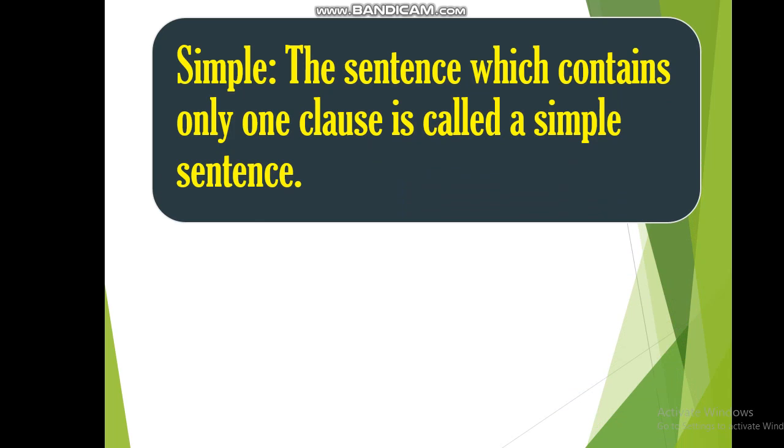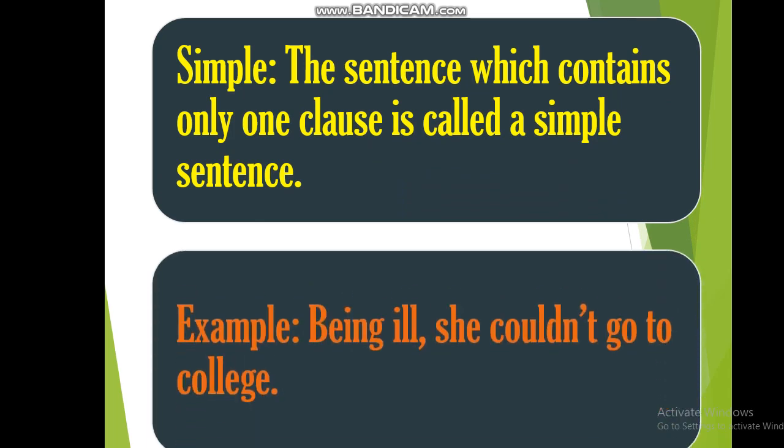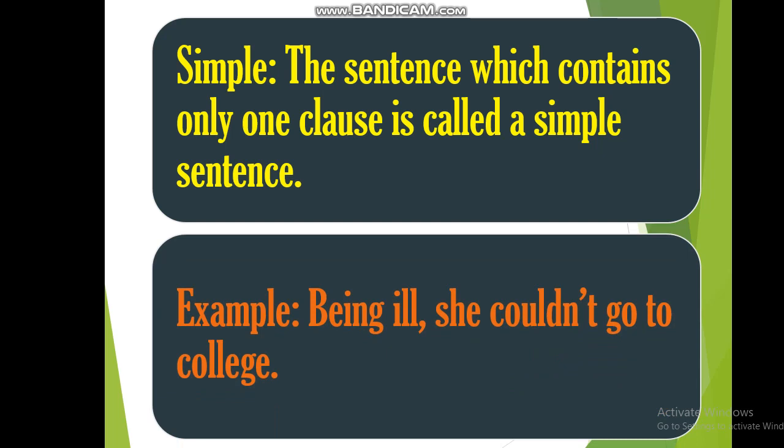For example, being ill, she could not go to college. This sentence does not contain any conjunctions, so it is a simple sentence. You can understand, being ill, অসুস্থ হয়ে she could not go to college. She college যেতে পারে না, অর্থাৎ অসুস্থ হওয়ার জন্য সে কলেজ যেতে পারে না.